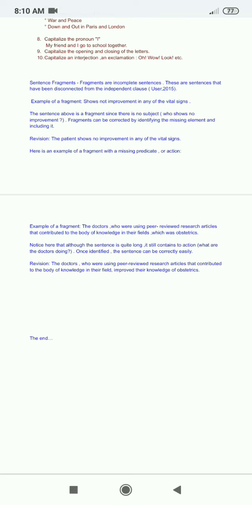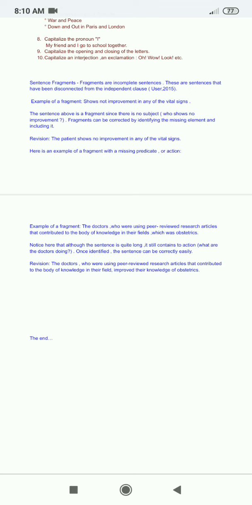Fragments are incomplete sentences. These are sentences that have been disconnected from the independent clause. Example of a fragment: shows no improvement in any of the vital signs. The sentence above is a fragment since there is no subject. Who shows no improvement? Fragments can be corrected by identifying the missing element and including it. Revision: The patient shows no improvement in any of the vital signs.